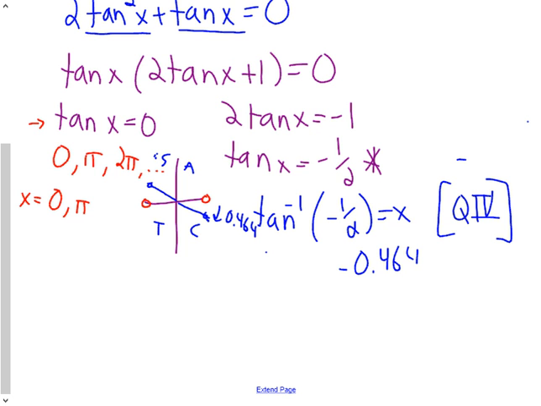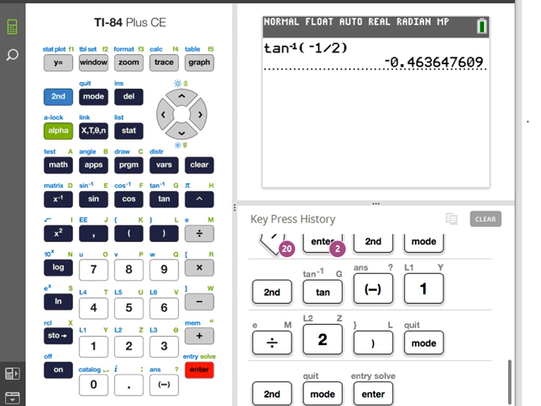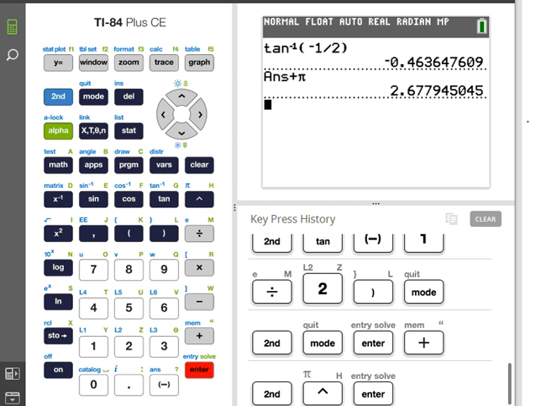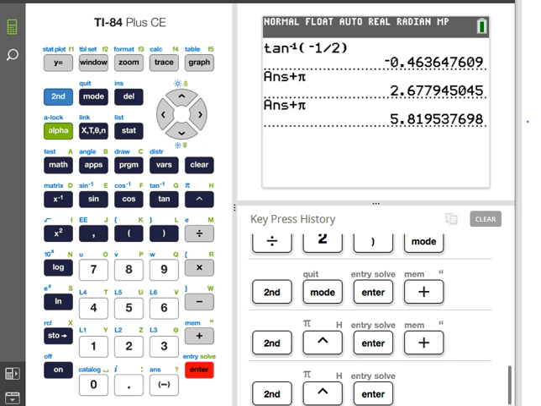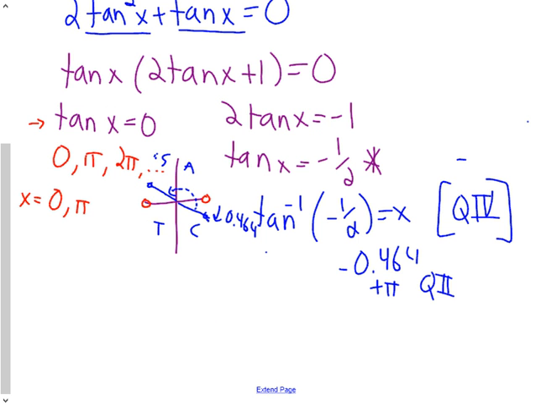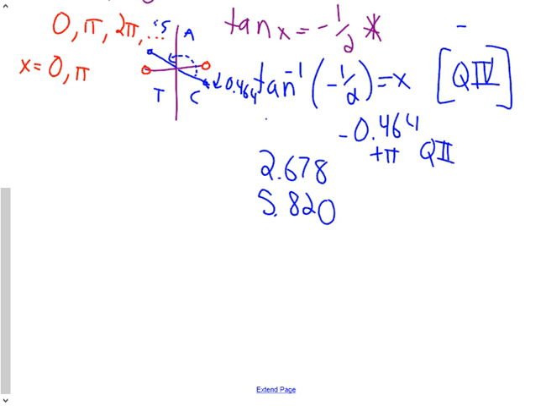And so we want to use our fact that pi is the period. So we're going to add pi to this to find our quadrant 2 answer. And then we're going to add another pi, technically adding 2 pi to what they gave us, to get our positive quadrant 4 answer. Okay, so plus pi, and we get 2.678, and then plus another pi to get 5.820. So 2.678 and 5.820. And now put all 4 answers together, so I'm not looking for your answers in weird spots. We got 0, 2.678, pi, 5.820.